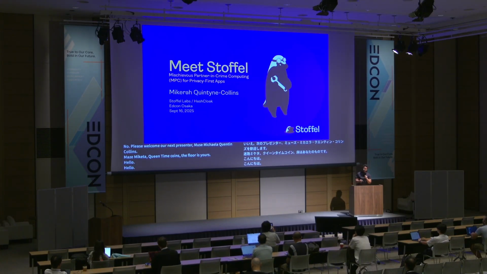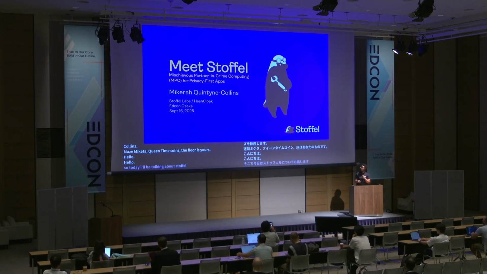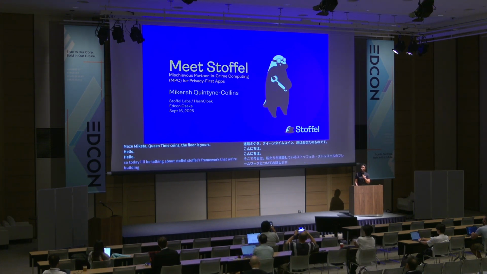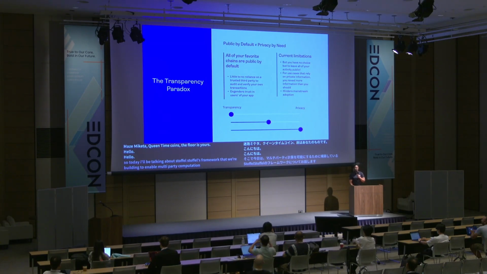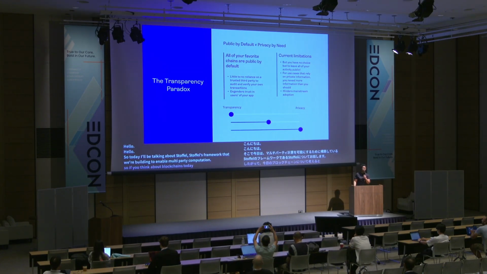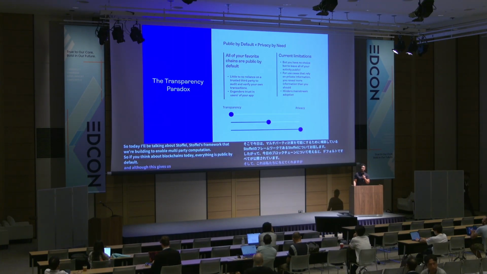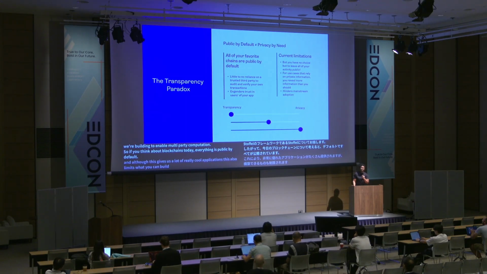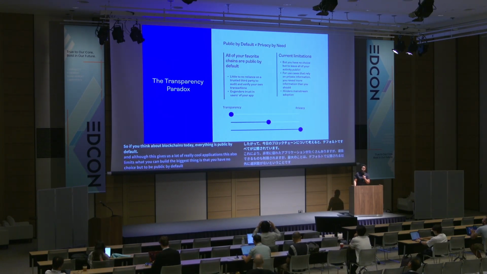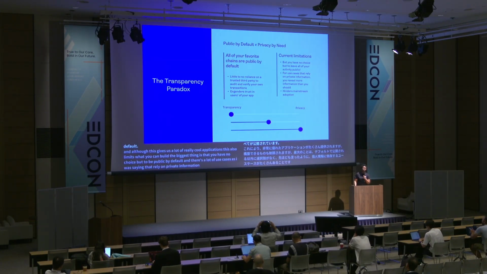So today I'll be talking about Stoffel. Stoffel is a framework that we're building to enable multi-party computation. If you think about blockchains today, everything is public by default. Although this gives us a lot of really cool applications, this also limits what you can build. The biggest thing is that you have no choice but to be public by default. And there's a lot of use cases, as we're seeing, that rely on private information. As a result, this is hindering what we can build on top of blockchains.